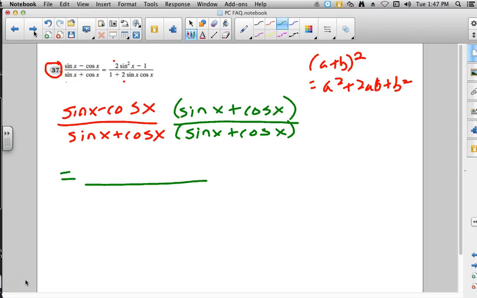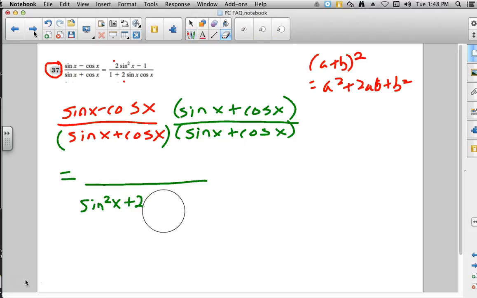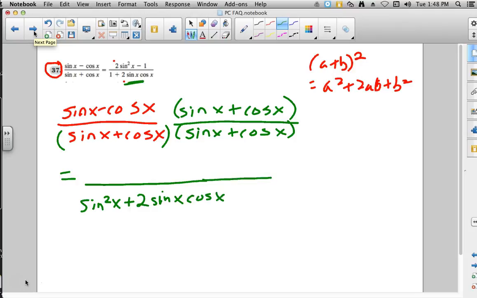My denominator now is going to be the sine of x plus cosine of x times the sine of x plus the cosine of x, which is really squaring it. So if we do FOIL, we'll get sine squared x plus 2, oh, maybe we should put the cosine first. Nope, they had it sine and then cosine. So I'm going back and looking at what their order is. So sine of x, cosine of x, and then we have plus cosine squared x.